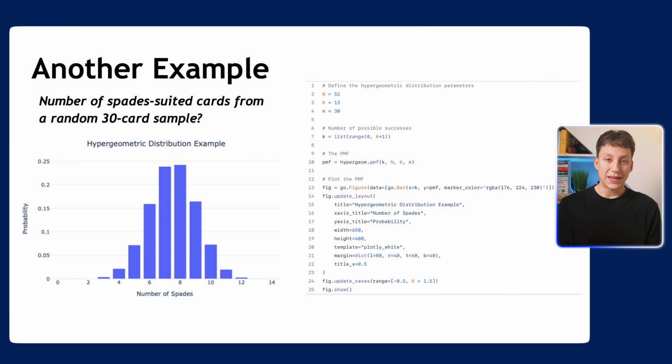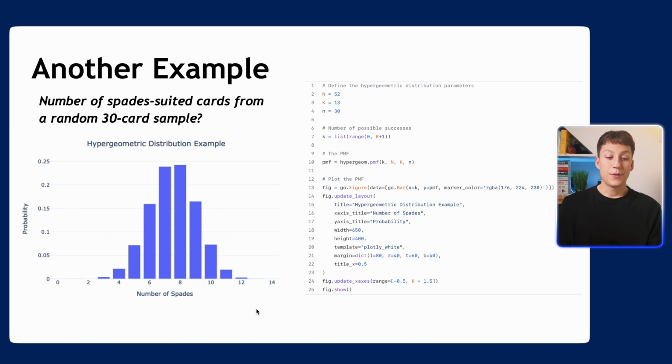So the spades suit is exactly a quarter of the deck, so therefore there's exactly 13 spades inside the deck that we can possibly get. In this case, our sample size is 30. We're taking 30 cards out of the 52. We do the same thing where we iterate, or we get a list of all the possible successes. In this case, it's 1 to 13, and then we plot the results like we did last time.